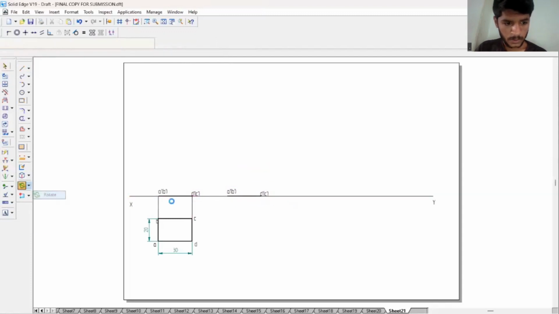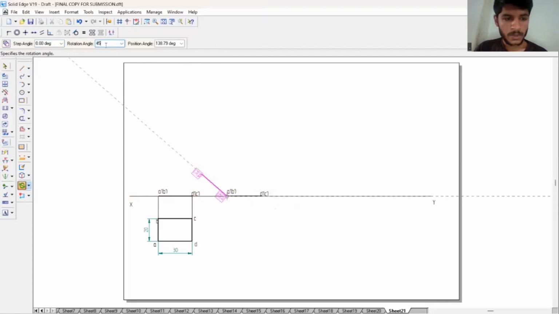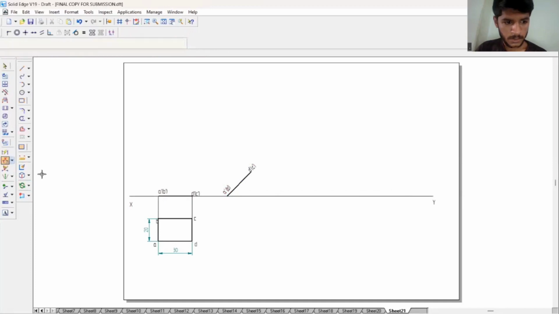Okay. Now let's rotate it to an angle of 45 degrees. Okay, let's fix it here. Now let's measure the angle between those two lines. Okay, it's 45 degrees.